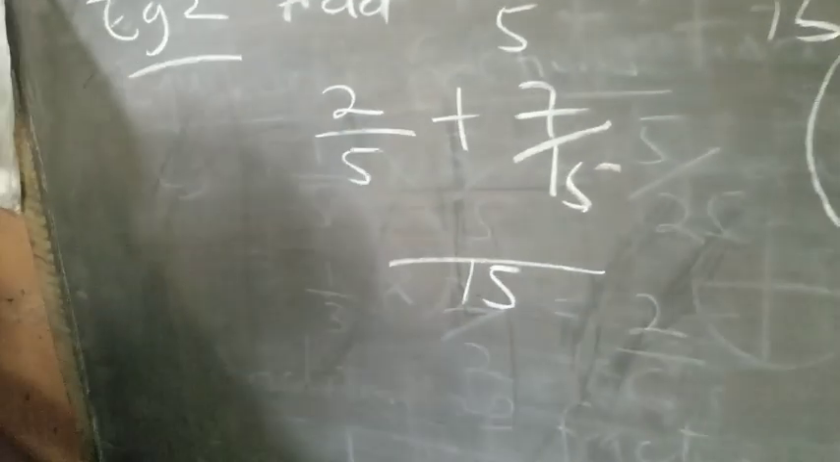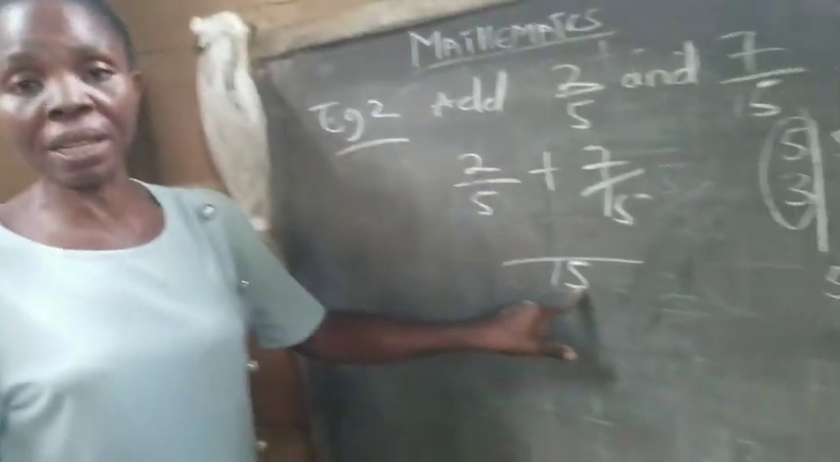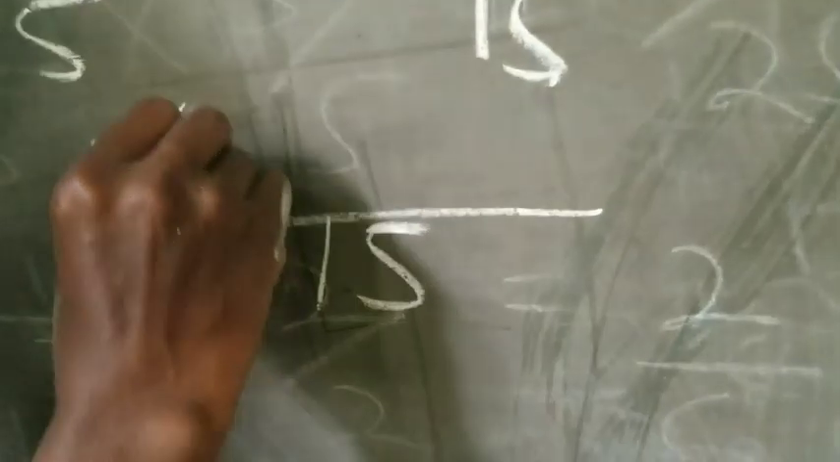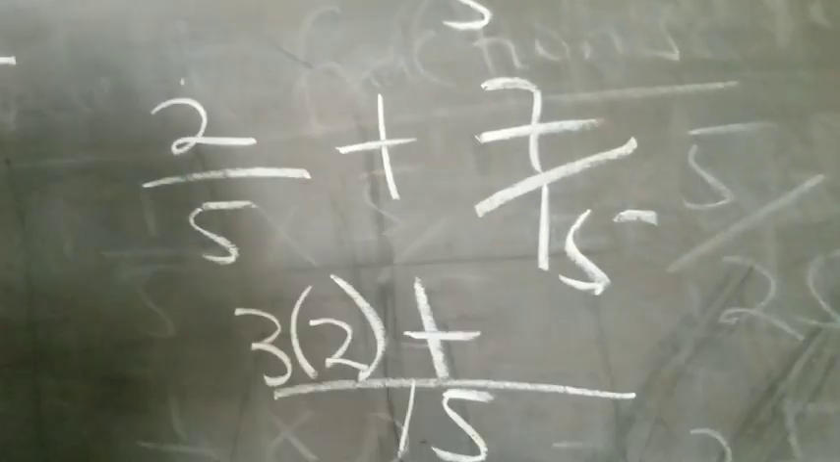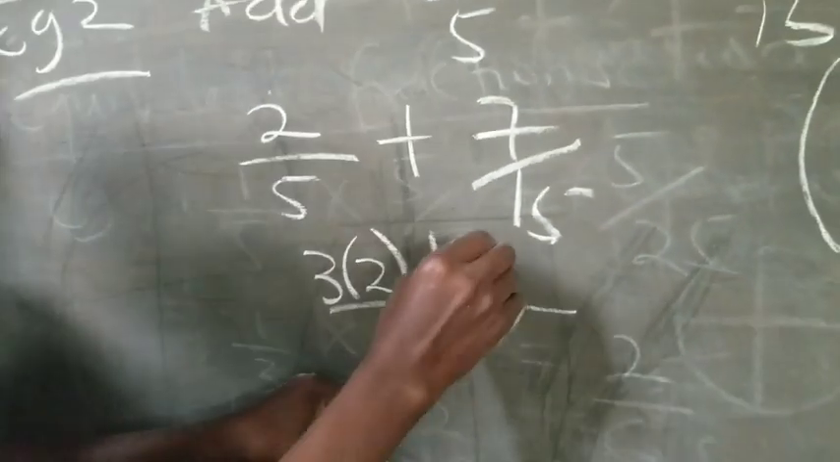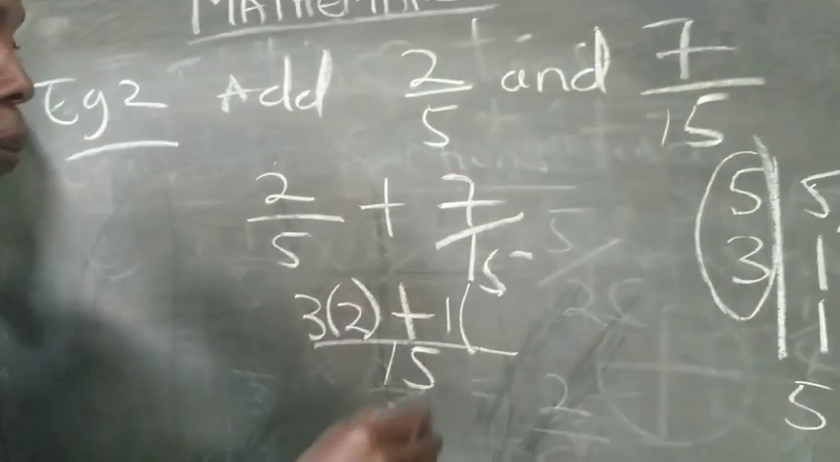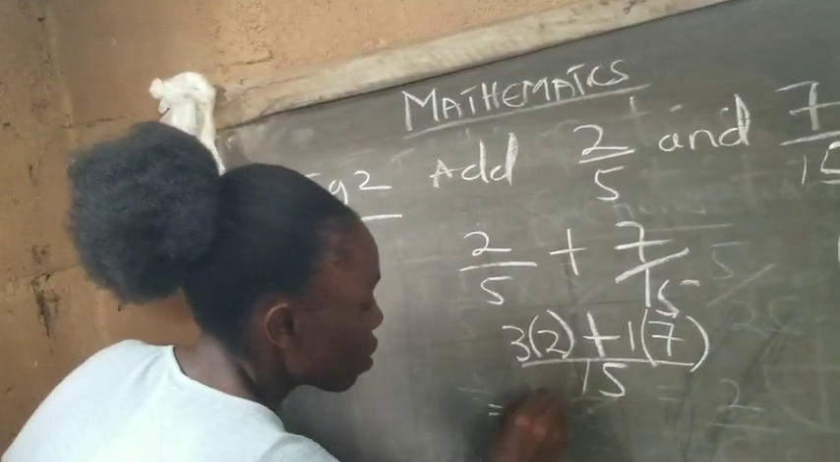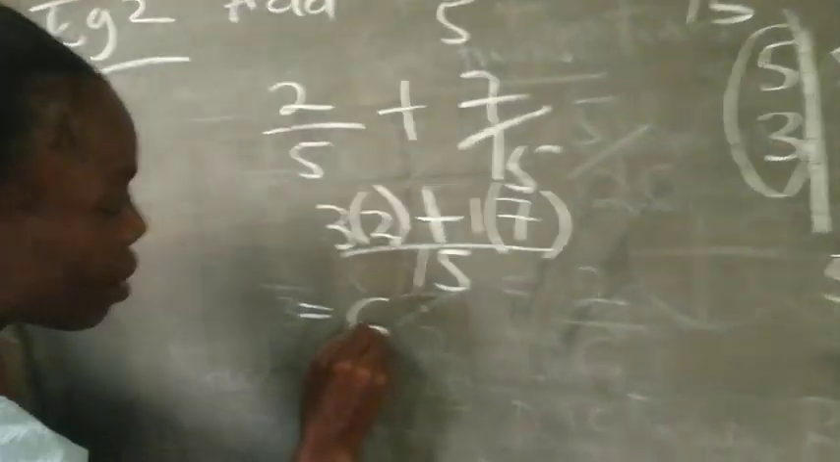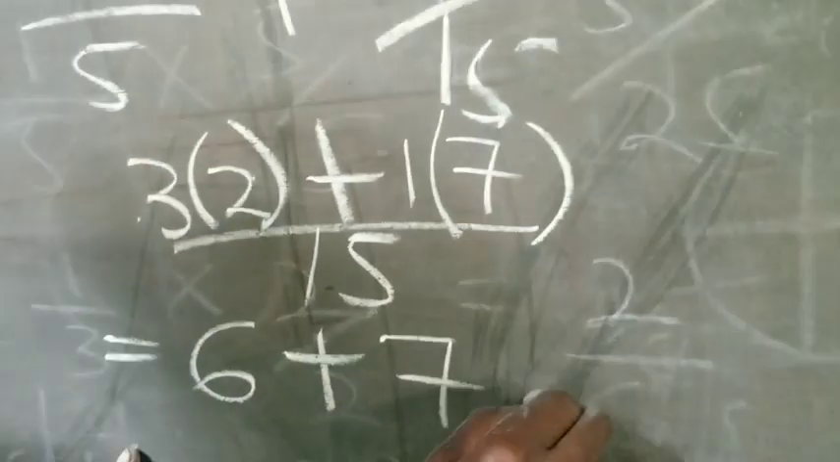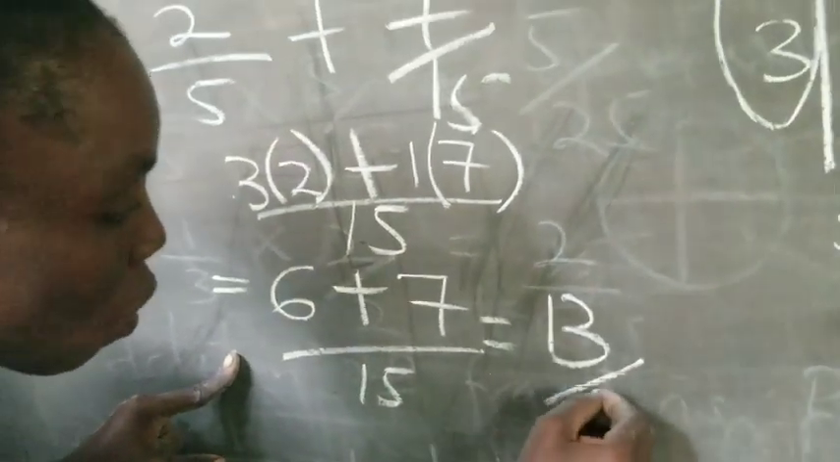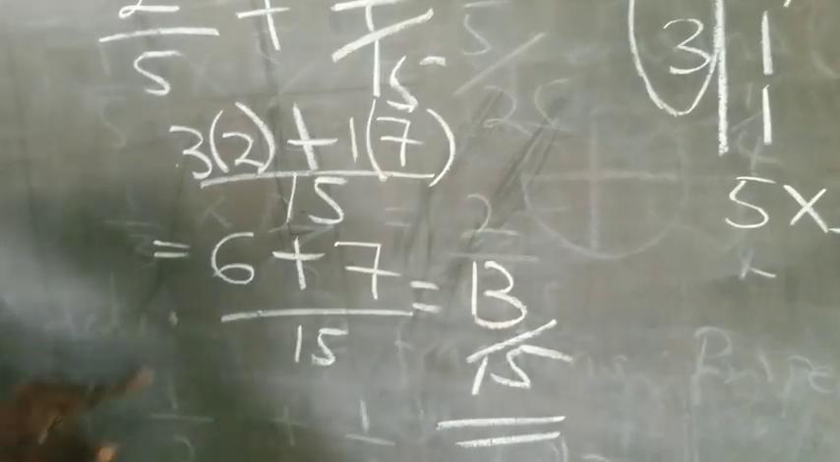So you now say 15 divided by 5. And that will give us 3. Multiply it by the numerator, which is 2. Plus 15 divided by 15 is 1. Multiply it by the numerator, which is 7. And that gives us 3 times 2 is 6, plus 1 times 7 is 7, all over 15. And that gives us 13/15. This is the answer.